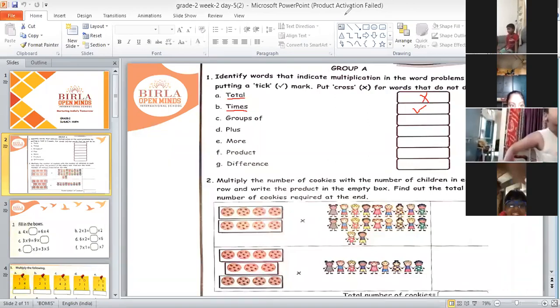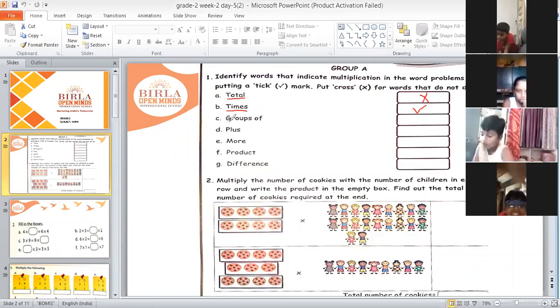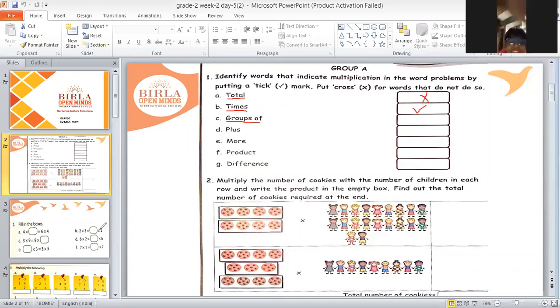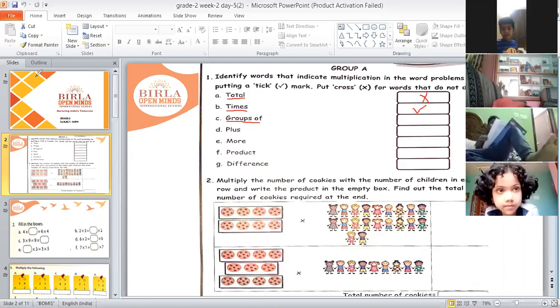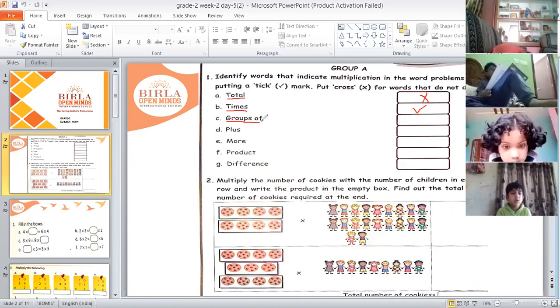Okay. Now next word. Now you have to read the third word. Okay. Anik Sai, you read the next word. Unmute yourself, Anik. Lohit, you read the third word. Groups. What is that? Groups of. Very good.